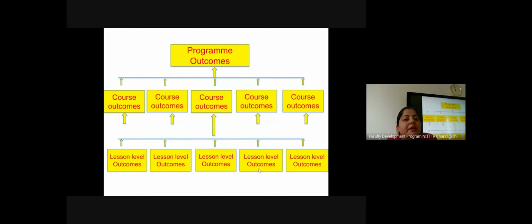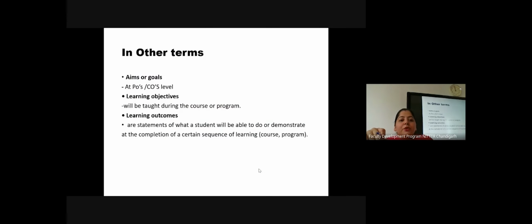So in a nutshell, learning outcomes can be at three different levels. One is at program level, second at course level, and third at lesson level. In simple terms, when I say program learning outcomes, I mean the aim or the goal of my subject. So aim is defined at the program outcome level and goal is defined at the course outcome level.